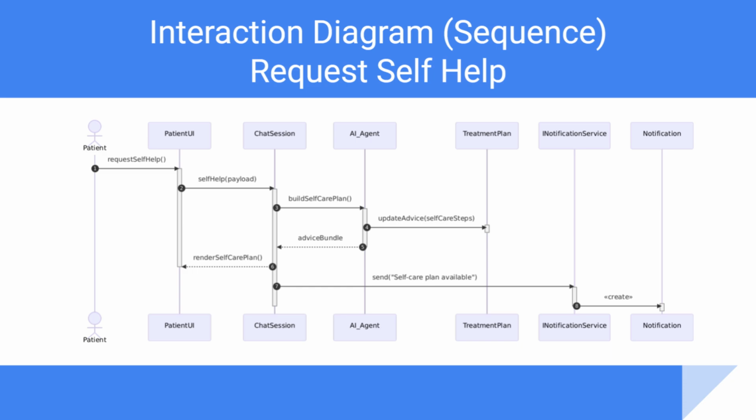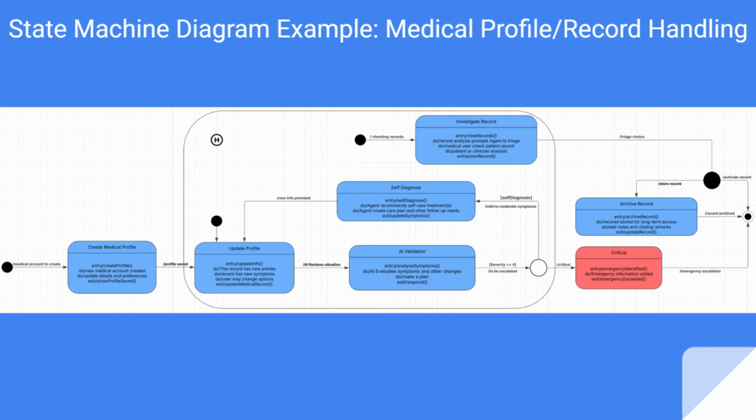A clear way for us to visualize the interactions with the system can be represented by a sequence diagram. This request self-help sequence demonstrates how the UI, triage service, and notification subsystem coordinate with each other. This particular scenario is about getting the patient's self-help guidance and generating a treatment plan and how the notification action gets triggered. State machine diagram.